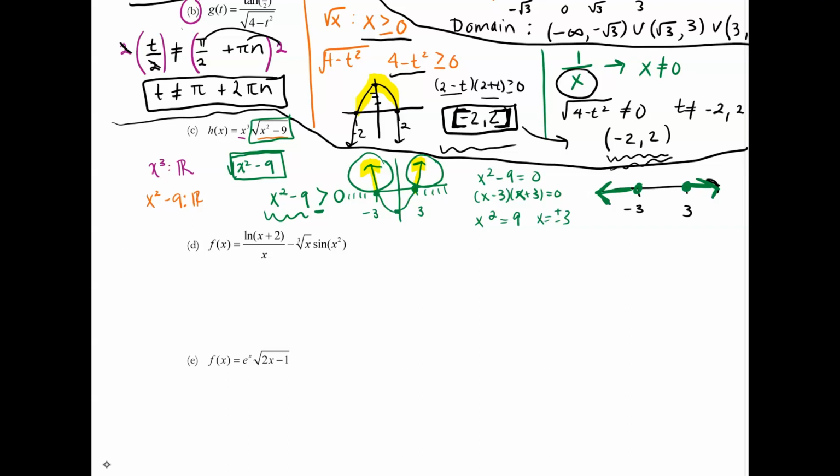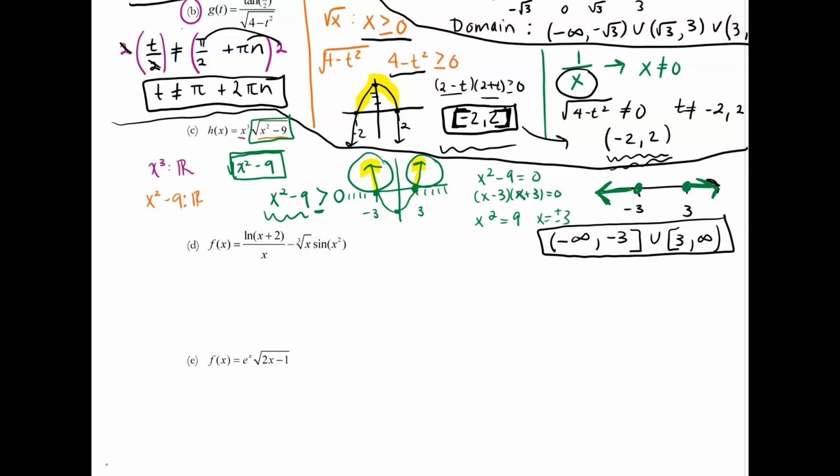All right, so our final domain that we could write for part C is that we could go from negative infinity to -3, including the -3, or from 3, including the 3, to infinity. So that is the domain for the function h in part C.